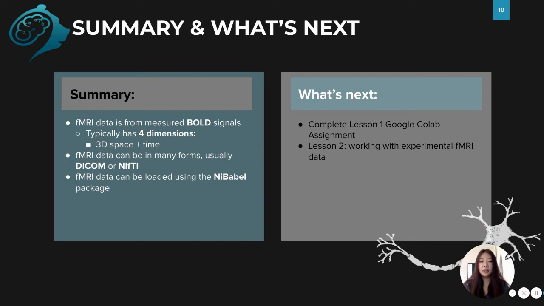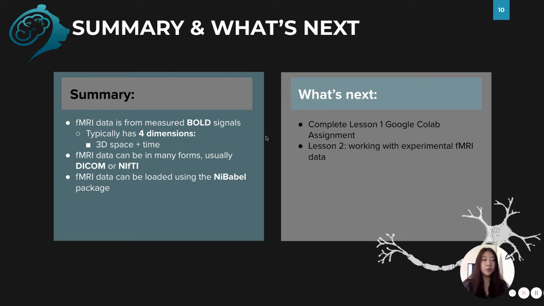Okay, as a summary, remember that fMRI data is measured from the BOLD signal, so it typically has 4 dimensions, 3D space plus time, and it can be in many forms, usually DICOM or NIfTI file format. The fMRI data can be loaded using the NiBabel package, which has been made by scientists and researchers for manipulating and working with brain imaging data. So really nice that they did it for us. What's next is completing the lesson 1 Google Colab assignment, and watching the videos and completing the assignments for lesson 2, which is working with an experimental fMRI data set.